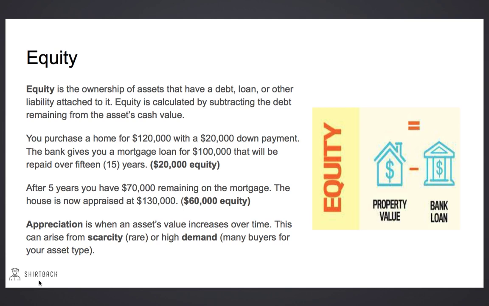Appreciation is when an asset's value increases over time. In our example above, the house appreciated $10,000 over 5 years. Appreciation can arise if we have scarcity or high demand. Scarcity is when an asset is rare or hard to find. High demand is when we have many buyers for our asset type.